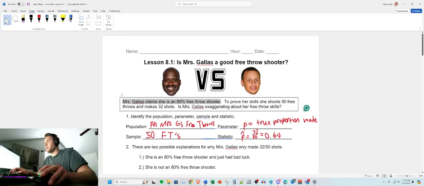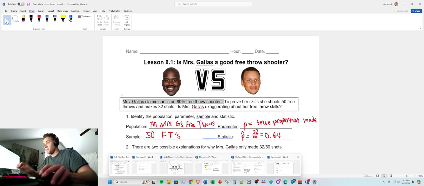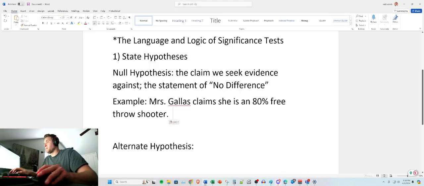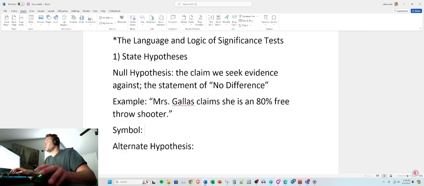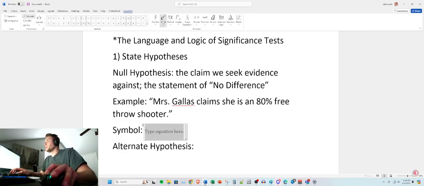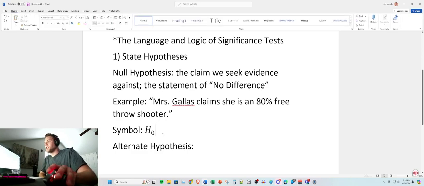Right here. Miss Gallus claims she is an 80% free throw shooter. So we have that as our example. Miss Gallus claims she is an 80% free throw shooter. And then lastly, the symbol for this, and I'm just going to insert a little math equation here. So this has a subscript, but it's H subscript 0, okay? H sub 0. That's what we're going to see as the null hypothesis, okay?